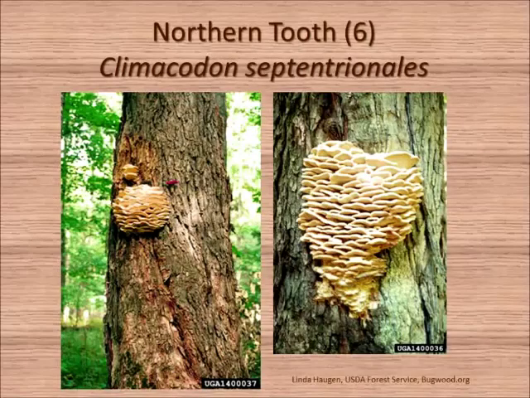Okay. So this is kind of a fun one. Northern tooth, I see this a lot on maples. This is an annual fruiting body. It appears usually in the late summer, fall. As I mentioned earlier, most of the fungi we covered so far have porous fruiting layers, whereas this one has teeth. And it usually forms all these caps, so many caps on a tree.